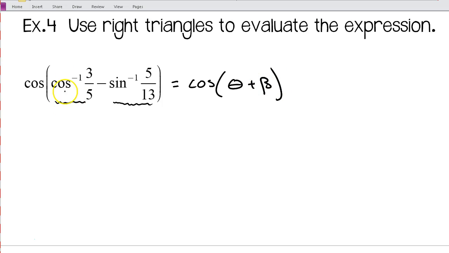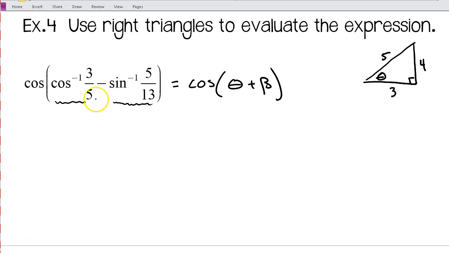So for the first part here, cosine inverse of 3/5, basically what that tells us is that I have a triangle with an angle of theta, and the cosine of this angle theta is 3/5, so that would be the adjacent over the hypotenuse. This is one of our Pythagorean triples, or you could just use the Pythagorean theorem to figure out that this third side is 4. So now I know the triangle that theta is in is a 3, 4, 5 triangle.